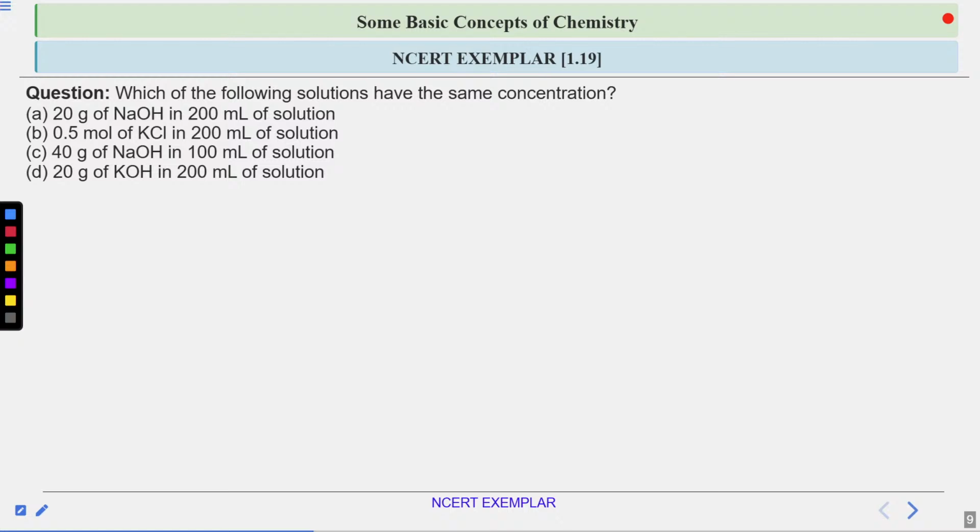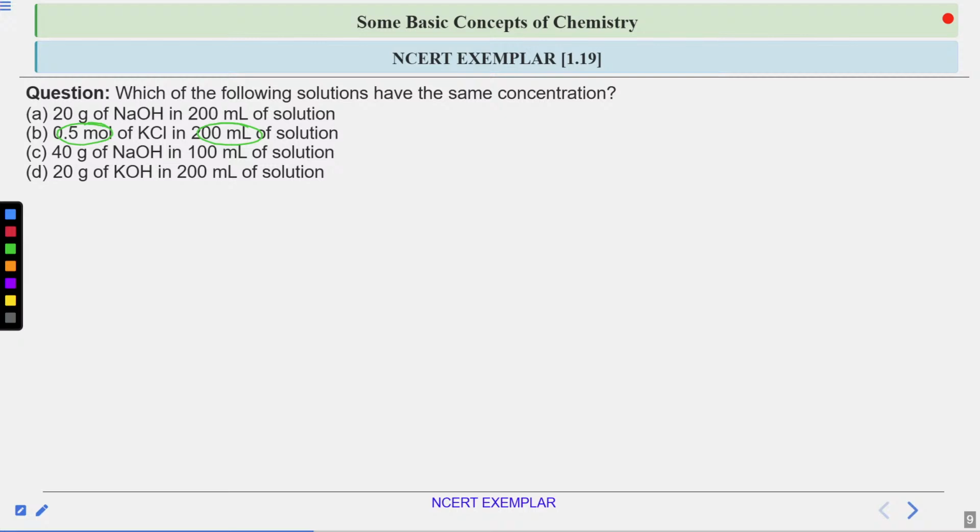Is it clear? So again I am repeating it, since we don't have any other information like density or mass, the only concentration term that we can consider is molarity. Because for molarity we need two things. First is moles and second is volume. So in each of these, we either have the mass from which you can calculate the moles, or we have the moles directly given. For that reason, we will consider this.